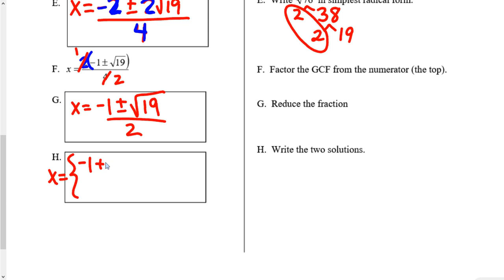Even if it weren't written that way, I won't make you write it like this, but you should recognize that there are two solutions, the -1 plus the square root of 19 over 2, and the -1 minus the square root of 19 over 2. We definitely want to emphasize that since it's a quadratic equation, x squared, there should be two different answers.